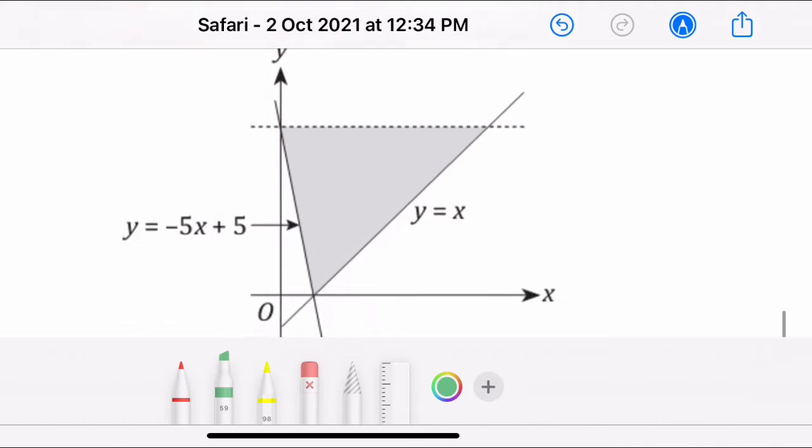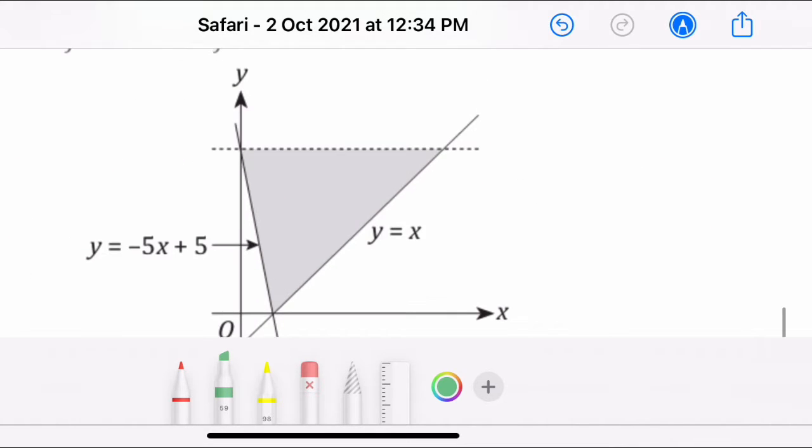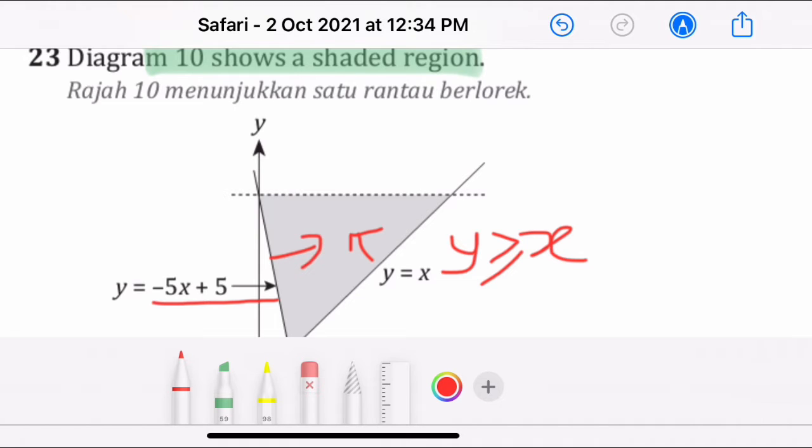A shaded region. So you have a shaded region. What they want, I'm sure they ask you the inequality. If this one is above, it will be y more than or equal to x, and this one will be above the line, so it will be y more than or equal to negative 5x plus 5.